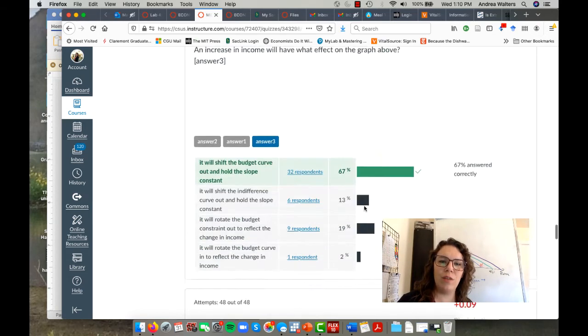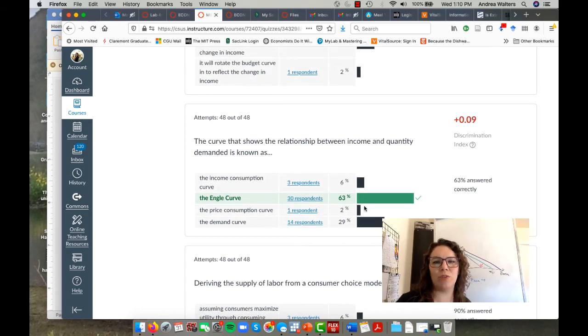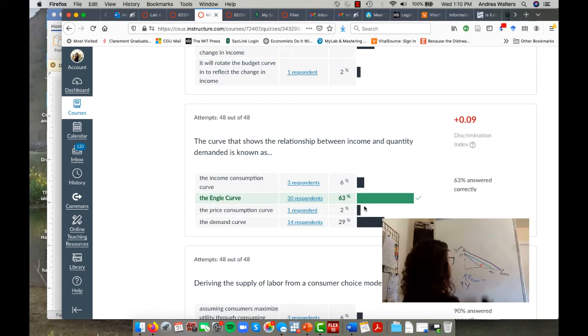The next problem I wanted to talk about was this one, the curve that shows the relationship between income and quantity demanded. That's the Engel curve. Remember, we derived those after we talked about budget constraints. We derived those looking at how, first we derived demand curves. We said, okay, if we take basically did this, right? We took a budget constraint and then we changed the price of a good up and down. And then that led to our derivation of demand curves, right?